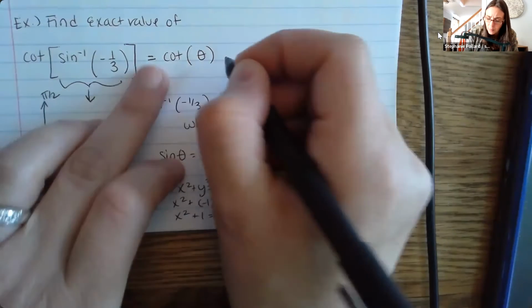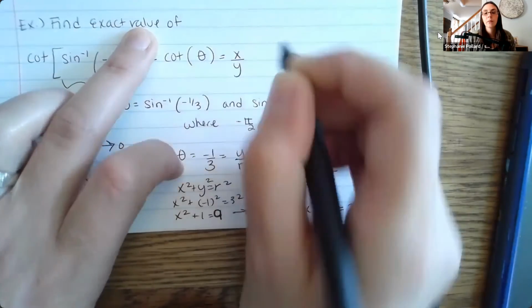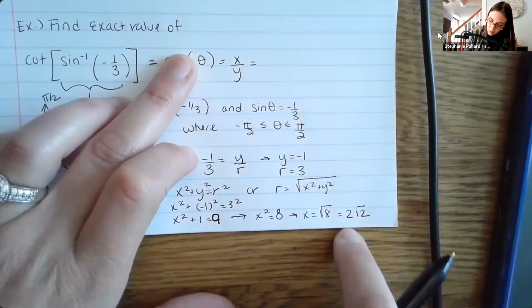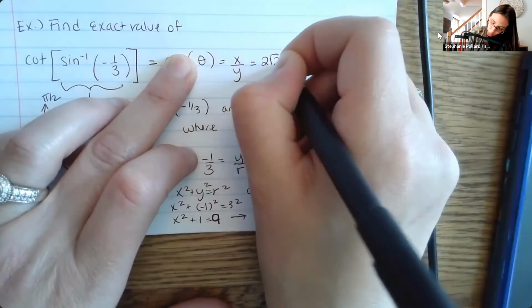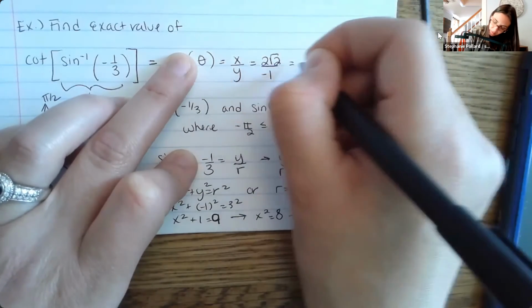And if you think about the formula there, we talked about it, it was the x over the y value, right? Because tangent is y over x, so the opposite of that. And I know my x value now is 2√2. I know my y value is -1. So my answer here is -2√2.